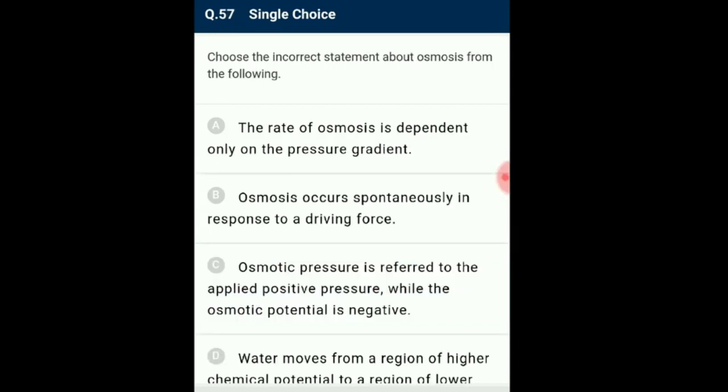Question number 57. Choose the incorrect statement about osmosis from the following. Osmosis is the term used to refer specifically to the diffusion of water across a differentially or selectively permeable membrane.